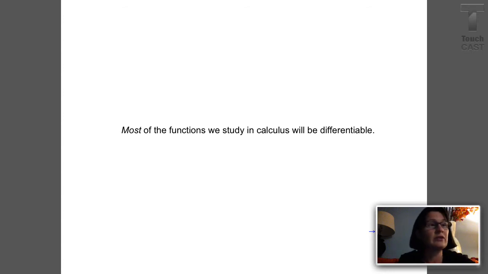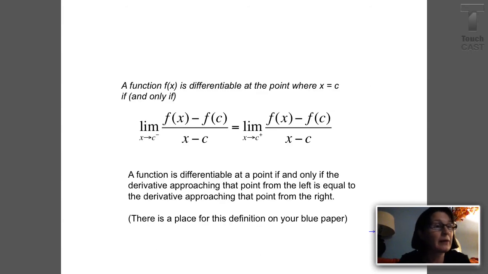So we do have a formal definition. You'll want to make sure this goes on your blue paper, and it also goes into your notes. So a function is differentiable at a point c if and only if the limit as x approaches c from the left of f of x minus f of c over x minus c equals the limit as x approaches c from the right of f of x minus f of c over x minus c.